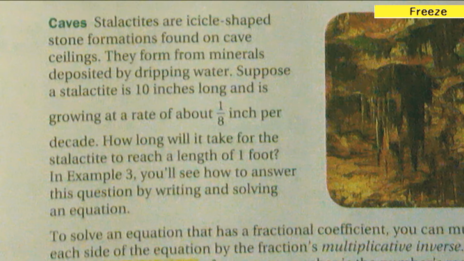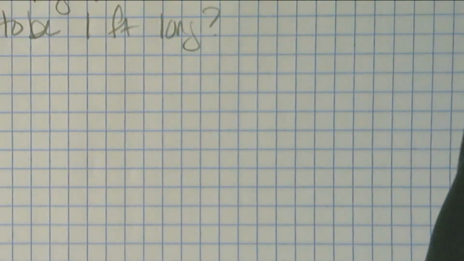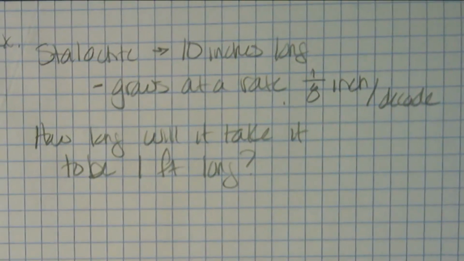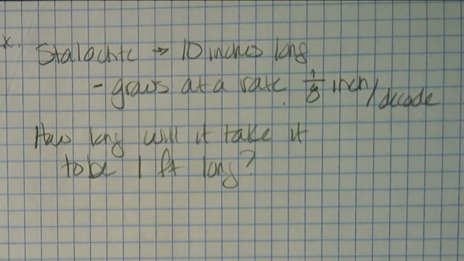How many of you guys notice there's a rate up there? Awesome. So it's 1/8 of an inch per decade. All right, so here, don't race ahead. Let's talk about this together right now, because I want to make sure everyone's on the same page. So we know the stalactite is 10 inches long now. It grows at a rate of 1/8 inch per decade. We want to know how long it's going to take to be 1 foot.